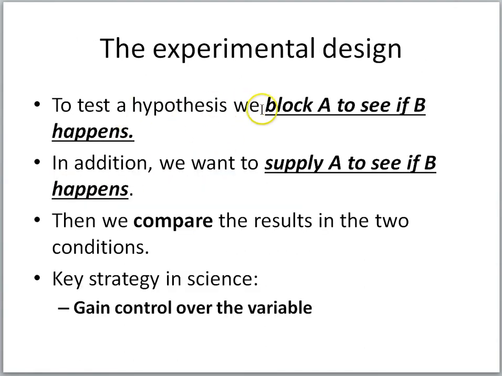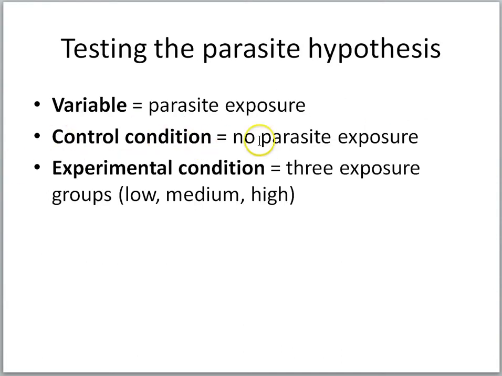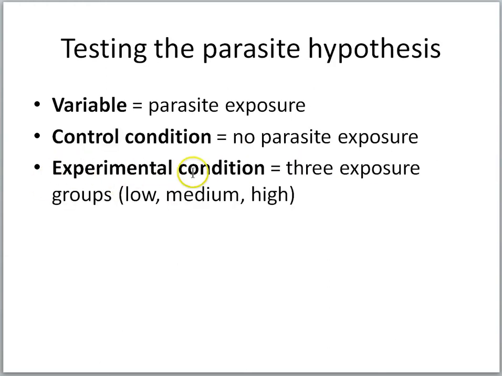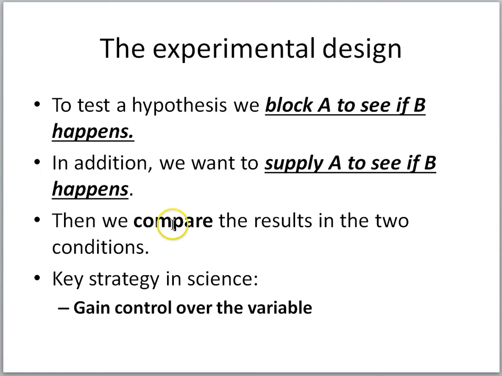So to test the hypothesis, notice what we're doing. We're blocking A to see if B happens, and that would be the control condition, no parasite exposure. We're going to supply A to see if B happens. That's going to be the experimental condition. In this case, we're going to get a little more sophisticated. We're going to have 3 different levels of parasite exposure. And then we're going to compare the results, and notice what we're doing in an experiment is we're gaining control over the variable.